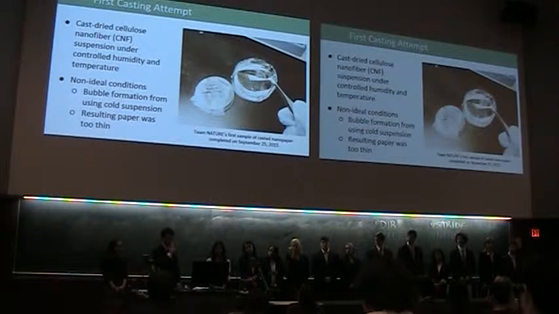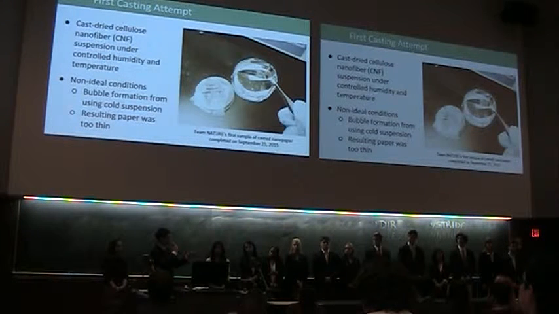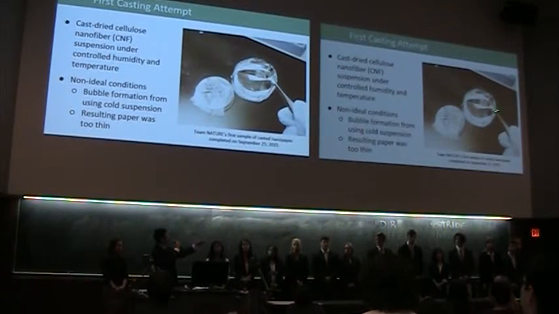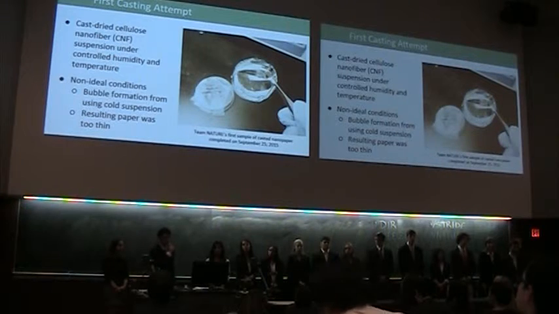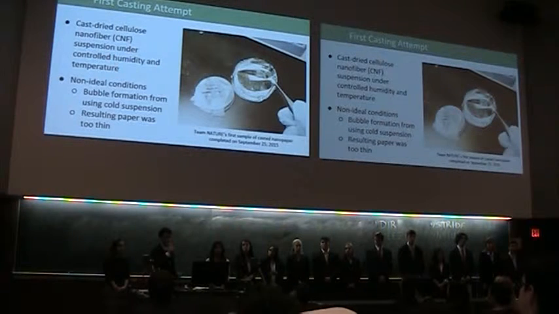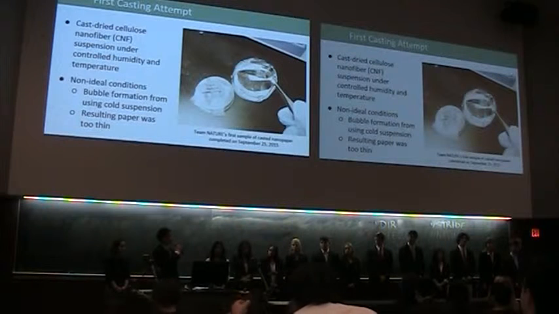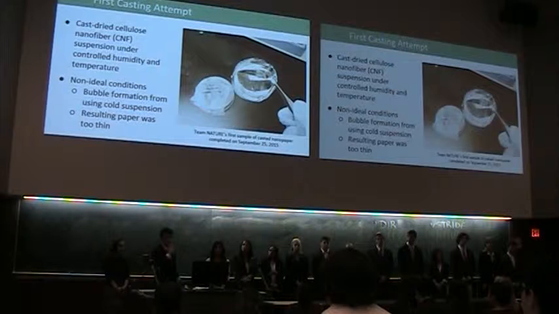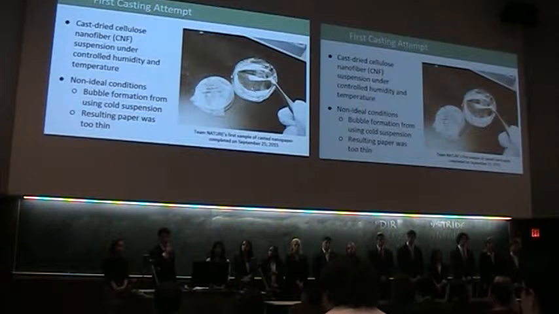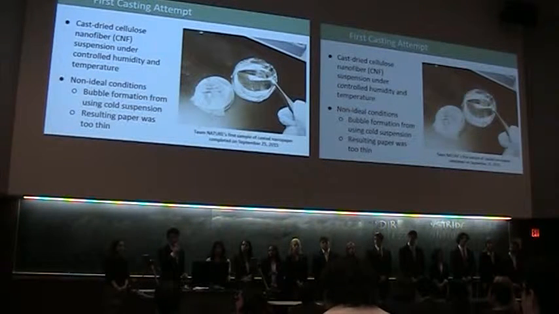And we ran this trial with non-ideal conditions. So we noticed some problems, such as bubble formation in the final paper. And you can see there are little specks in the paper, which are actually the bubbles. And we think that this resulted from using non-optimal values of humidity and temperature, which would cause the water to evaporate more quickly than we could allow. In addition, the resulting paper was too thin, indicating that we needed to increase the concentration of our suspension or use more suspension in our casting process.